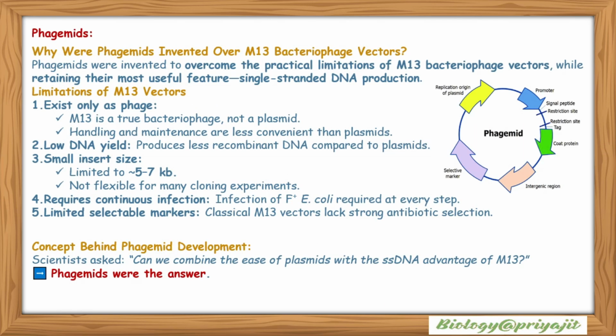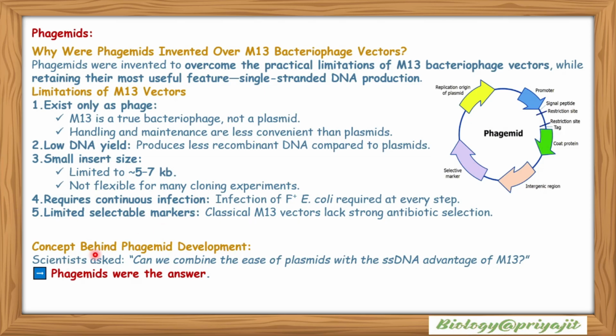Plasmid. Why were plasmids invented over M13 bacteriophage vectors? Plasmids were invented to overcome the practical limitations of M13 bacteriophage vectors while retaining their most useful feature, that is single-stranded DNA production. So this is the image showing the general structure of a plasmid. Limitations of M13 vectors: they exist only as phage, low DNA yield, small insert size, they require continuous infection, and they have limited selectable markers.